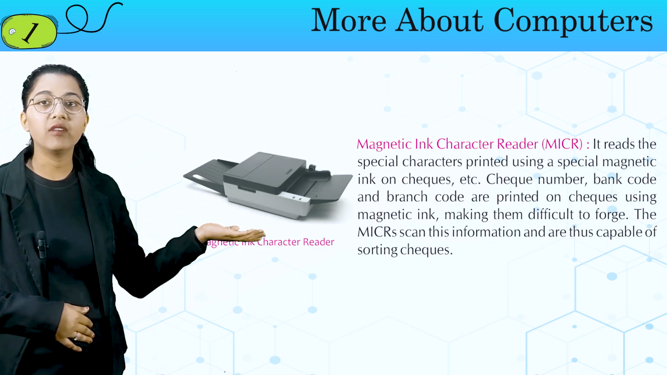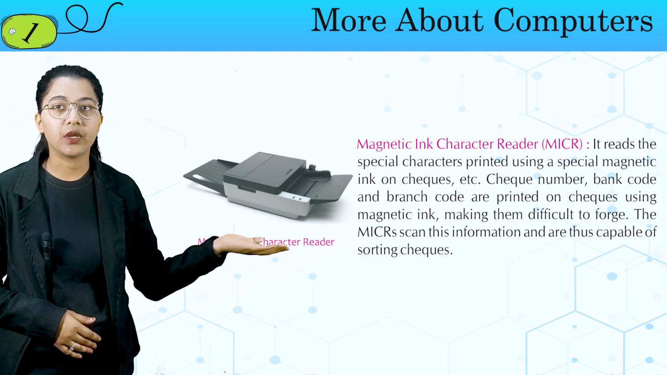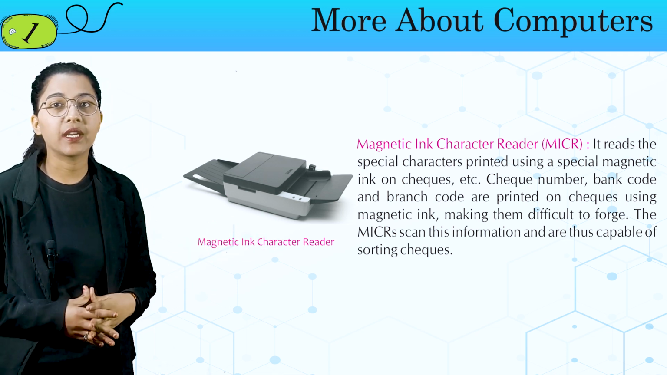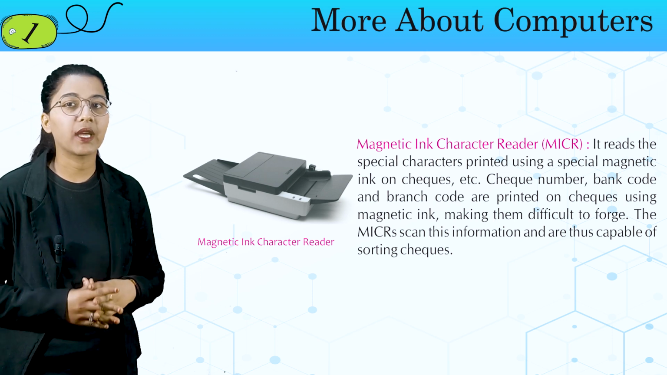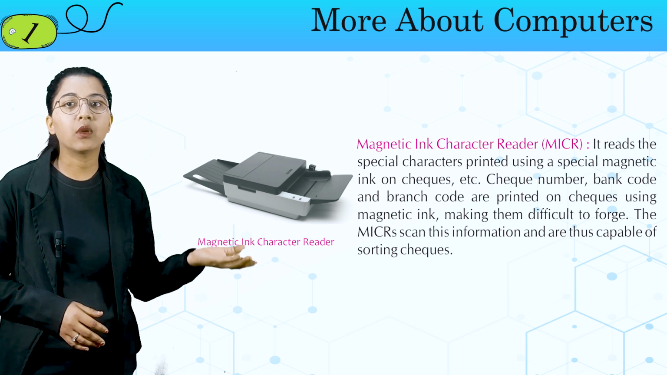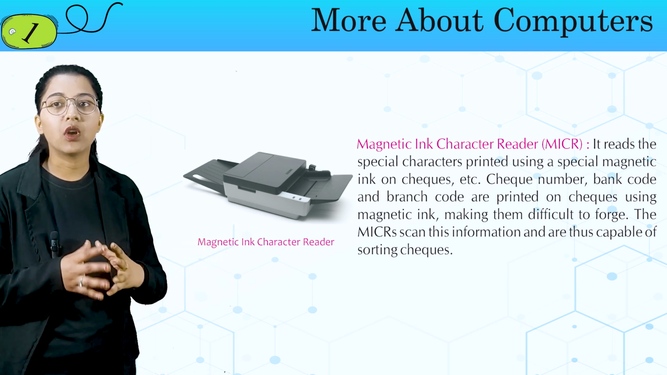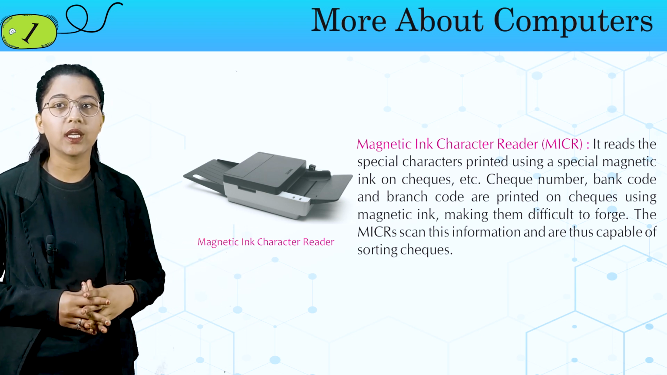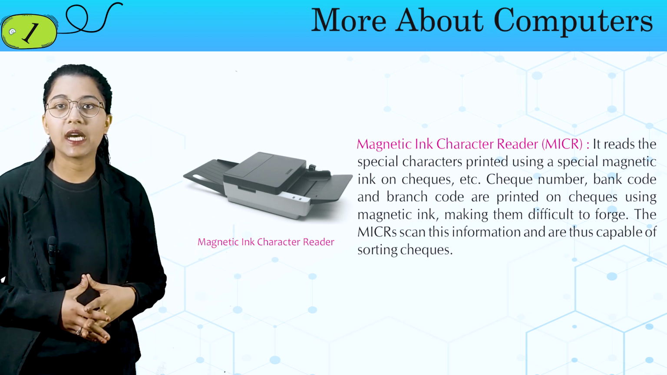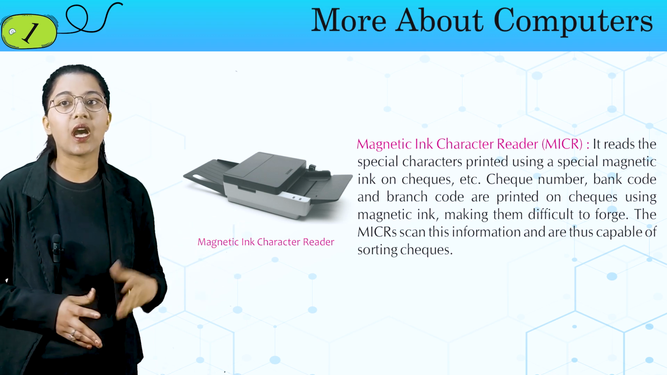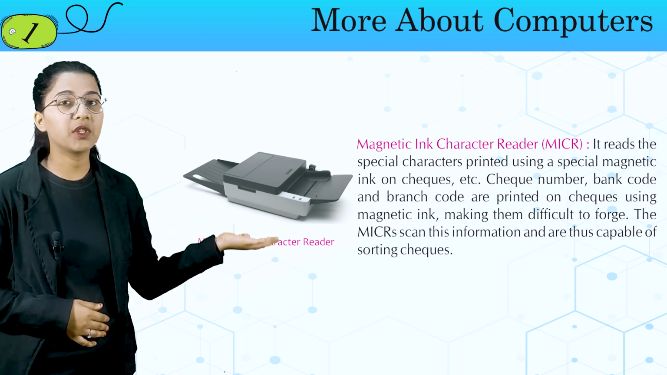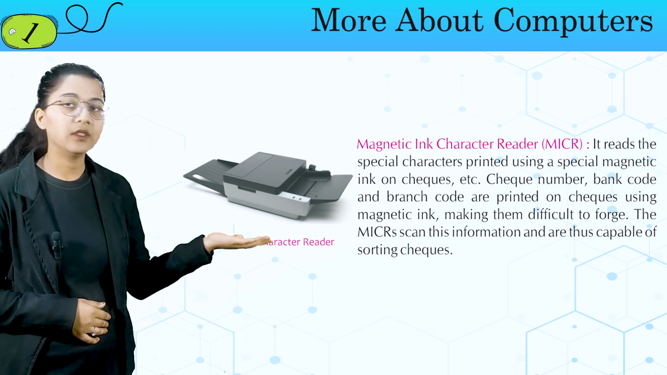Now here we have magnetic ink character reader, that is MICR. It reads the special characters printed using a special magnetic ink on cheques, etc. Cheque number, bank code and branch code are printed on cheques using magnetic ink, making them difficult to forge. The MICR scans this information and is thus capable of sorting cheques. Here you can see the picture of a magnetic ink character reader.